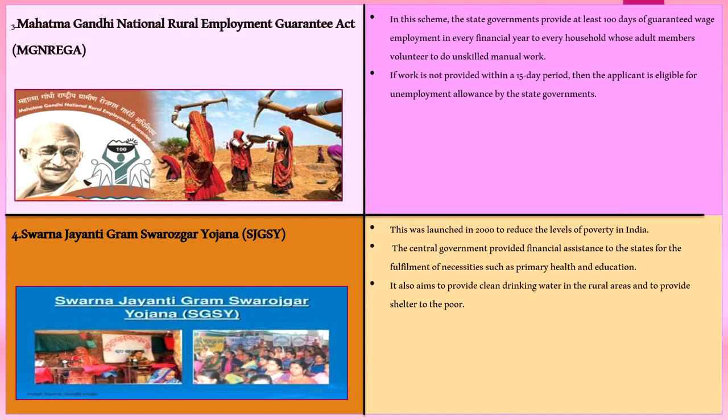The fourth one is the Swarna Jayanti Gram Swarojgar Yojana. When was it launched? It was launched in 2000, to reduce the level of poverty in India. The central government provided financial assistance to the states for fulfilling necessities such as primary health and education. It also aims to provide clean drinking water in the rural areas and to provide shelter to the poor.